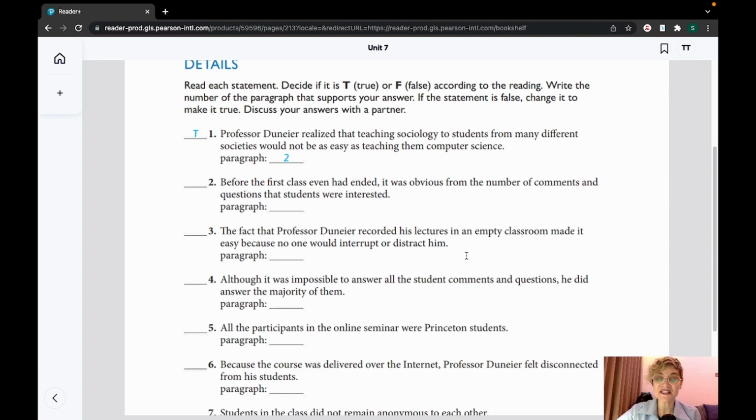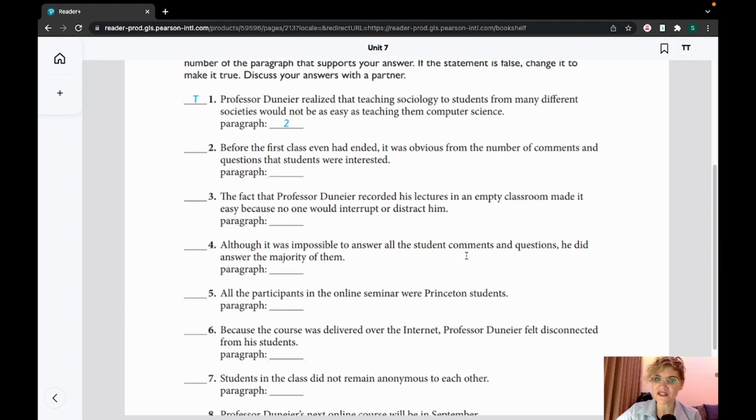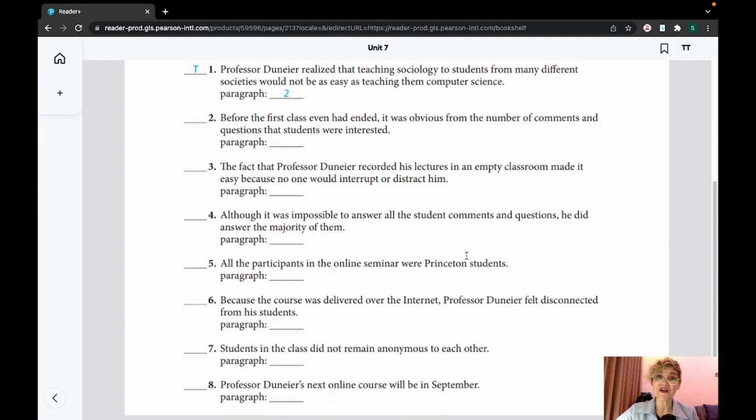Remember, some of the details are mentioned explicitly, easy to find. Some are implicit, so you need to use inference. Remember, get the facts, connect them, and conclude. So good. Go ahead.